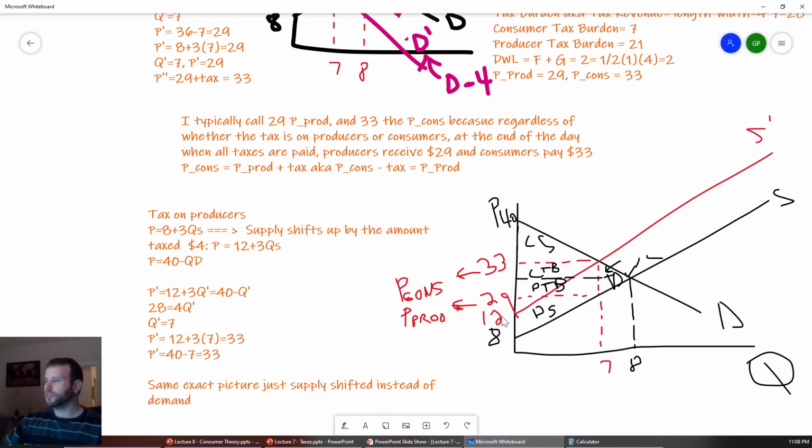Okay, so neither party fully paid the tax burden. They both passed part of it onto the other party, whether it's consumers or producers. Regardless of who's paying, consumers and producers are still going to have the same tax burden. Okay. So what ultimately decides tax burden is how inelastic demand is relative to supply.